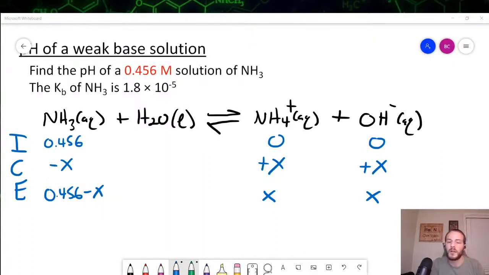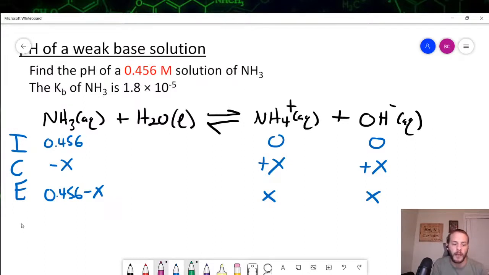We have constructed our ICE table, and we have used it to figure out the equilibrium concentrations expressed in terms of this variable X. And notice that I haven't done anything with this water because water is a pure liquid. Its concentration does not change over the course of the reaction, and so we omit it from any equilibrium considerations, right? So now what we can do is apply what we know about Kb, right?